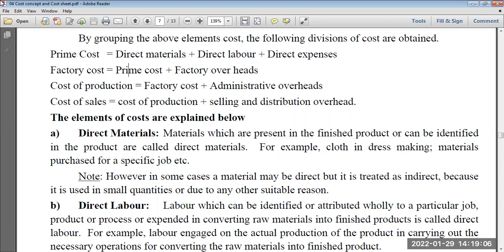But how do we bring that cost? How do we record that cost? It is nothing but depreciation of the machine or power consumed by that machine. These are all indirect costs which are incurred in the factory. Any other cost?